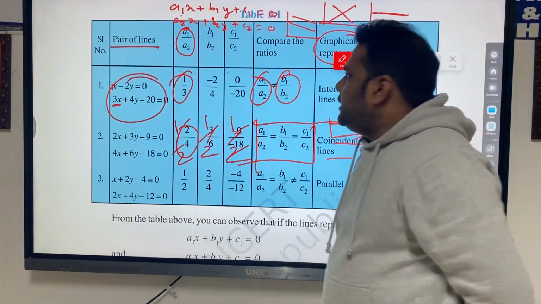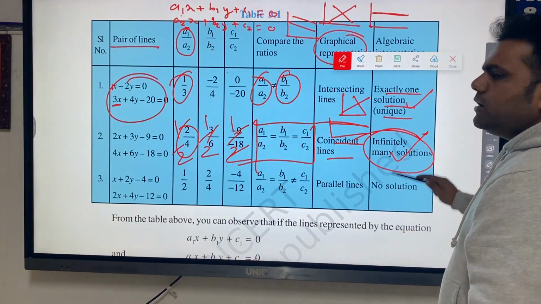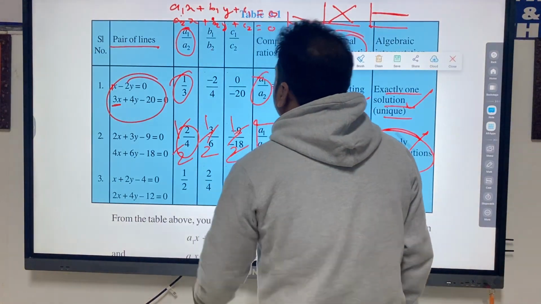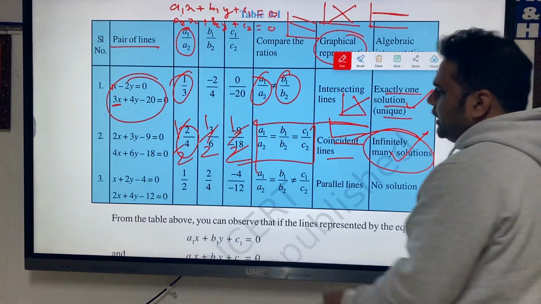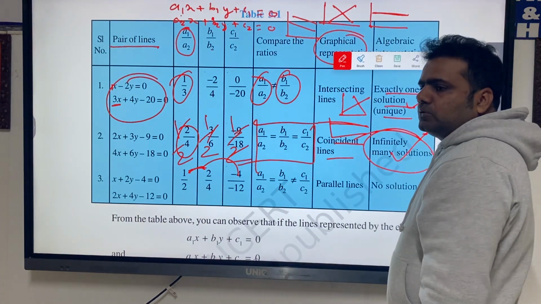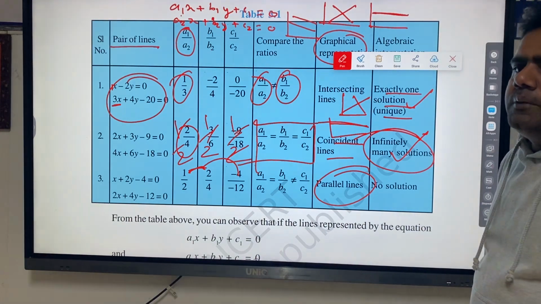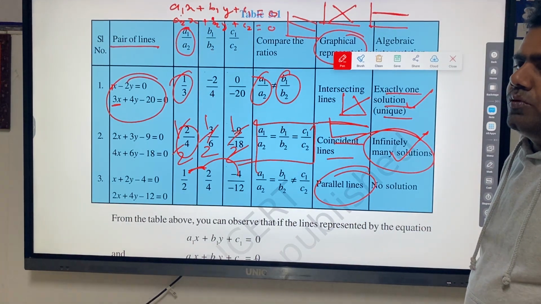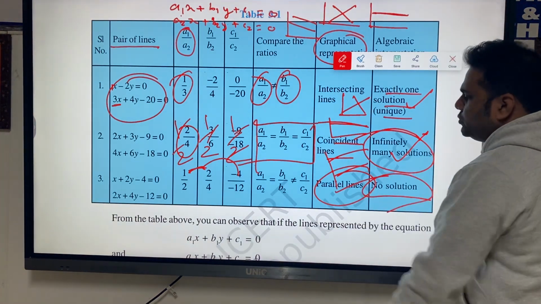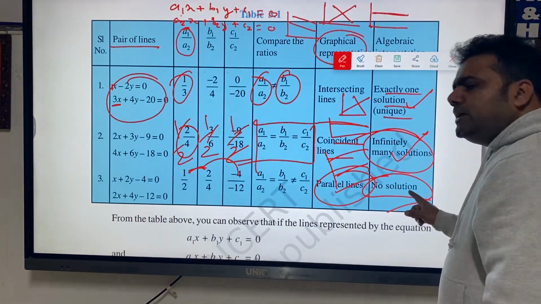Here you are getting the solution, here you are getting the solution. So these two are consistent. But in this case, a1 by a2 is equal to b1 by b2, but it's not equal to c1 by c2. In this case it becomes parallel lines. When it is parallel lines like this, you will get no solution, because no intersection is there. No solution means inconsistent.